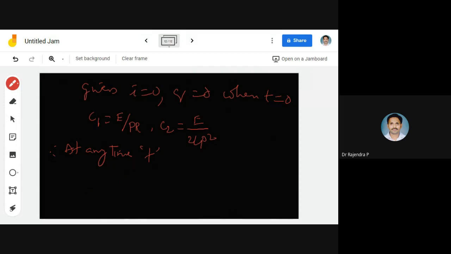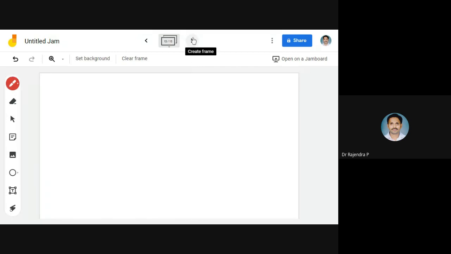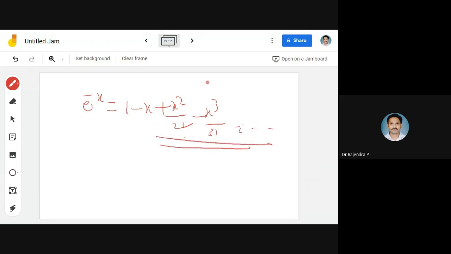I will go to the next slide and write it up. So what I'm telling is, e power minus x form: what is that? 1 minus x plus x square by 2 factorial minus x cube by 3 factorial, like that. Here I'm going to truncate all higher order terms. In place of x, let's assume some ax is there; that coefficient we can also consider here.